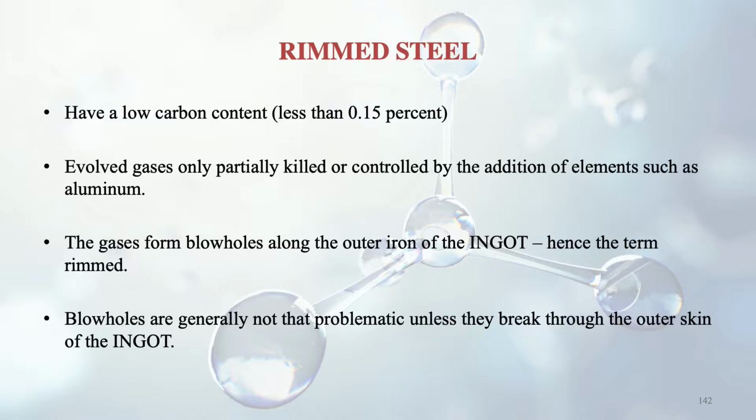Like the rim, if in a vehicle, in the motorcycle, the rim is there, or the rim where the tire is there. So that kind of shape is there. That's why the name is rim. Blowholes are generally not that problematic unless they break through the outer skin of the ingot. So blowholes can be tolerated unless they are breaking the outer skin of the ingot.